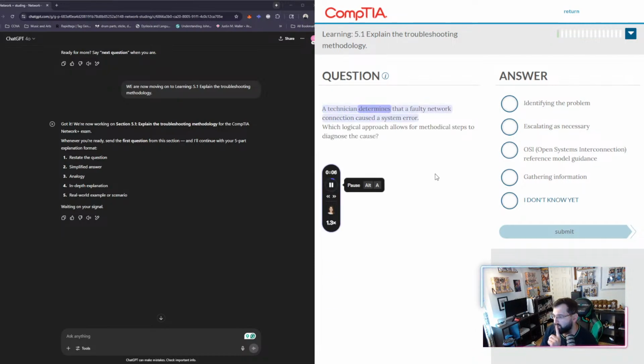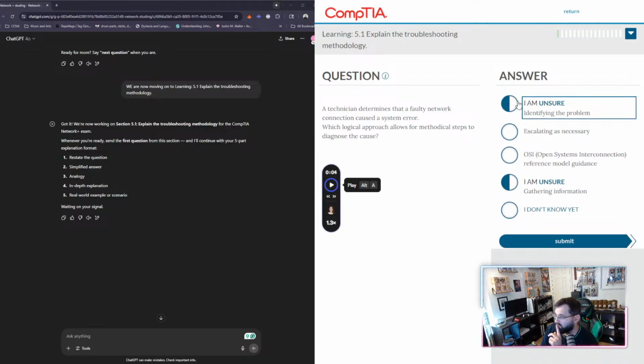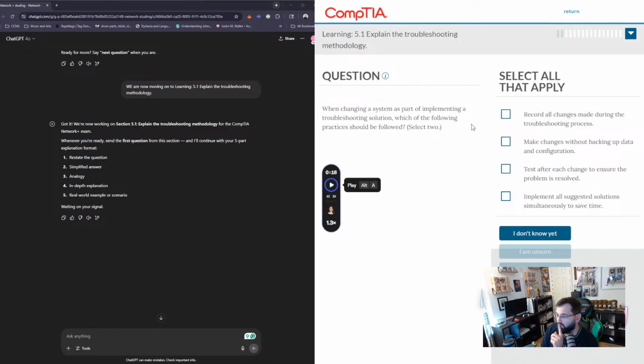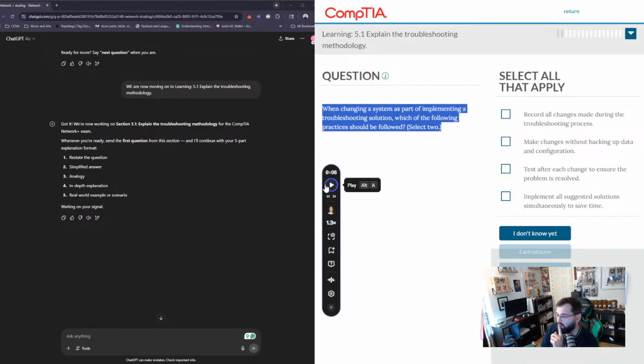A technician determines that a faulty network connection caused a system error. Which logical approach allows for methodical steps to diagnose the cause? It's either identifying the problem or gathering information. Ooh, I was wrong on both. I don't put anything in ChatGPT until I get into the review section.